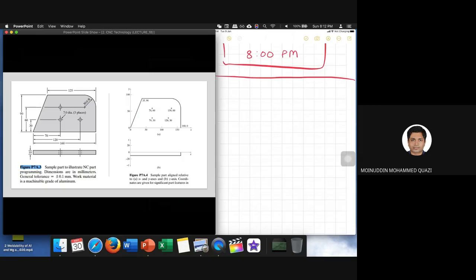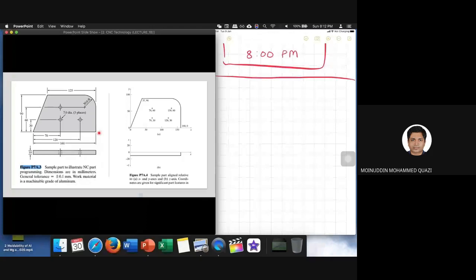Here in the problem, as you guys can see, we have a machining part, and this is a part that we need to machine. In this part, we need to drill 3 holes, number 1, number 2, number 3, and then we need to mill the outer periphery. So we need to mill the outer periphery. Okay, so this is a straight line.